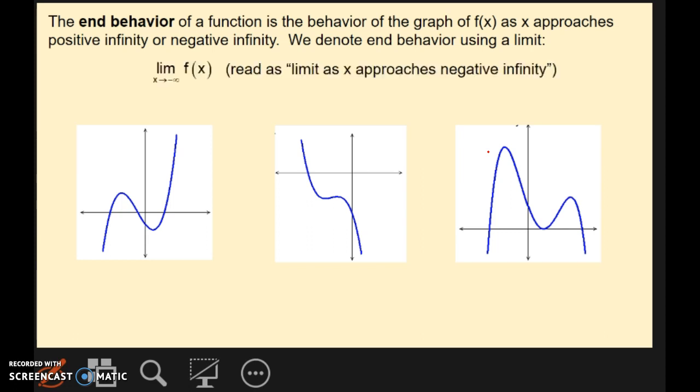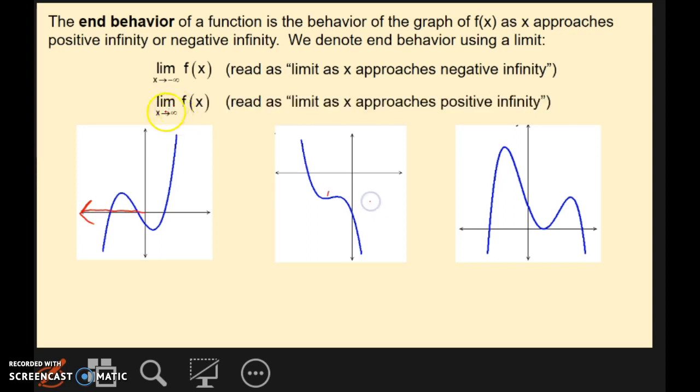So this is how we're going to read this. This says the limit as x approaches, that arrow means approaches, negative infinity of the function. So we read that as x approaches negative infinity. What that basically means is we're going to start looking this way to the left and try to figure out what's going on. Versus x approaches infinity, we're going to go the other direction. We start here at 0 and look this way, and figure out, as I keep going that way, what's happening to my graph. That's what end behavior is.